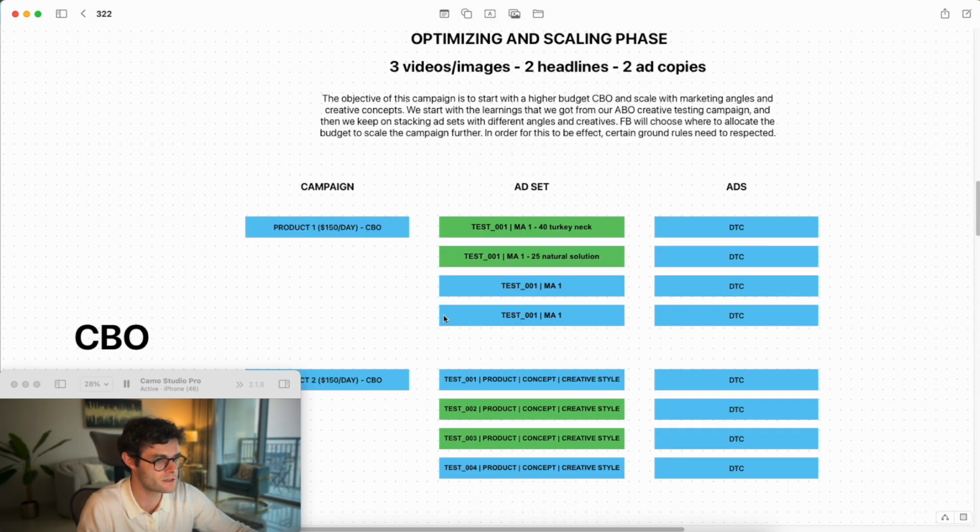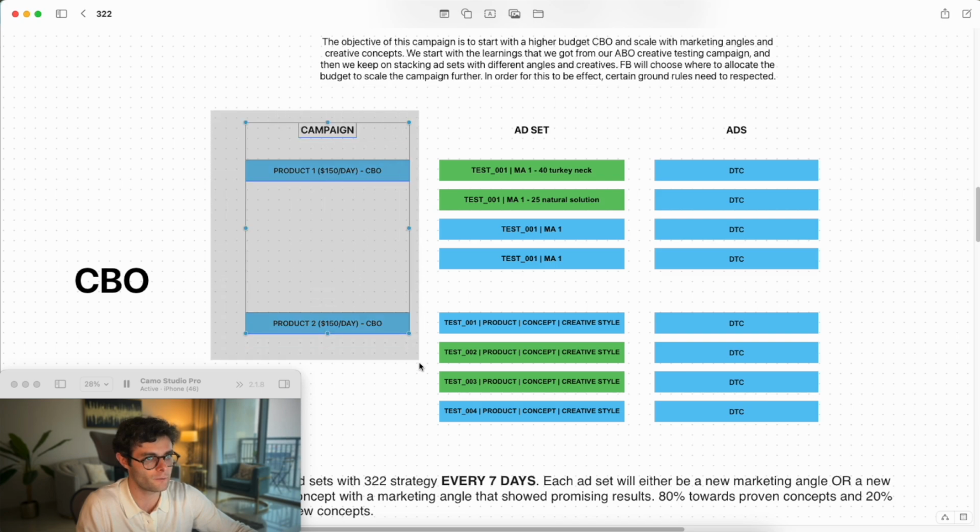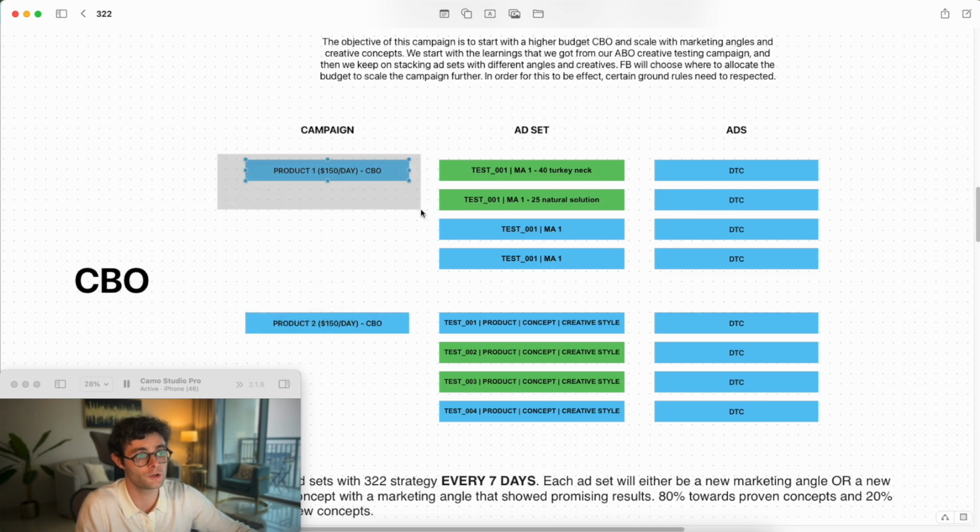You put these into the CBO, and the way that we structure this is that each campaign is a product, or it could be a country. These could be the same product, just different markets, which is completely different. Like maybe the US market is completely different, not maybe, for sure, compared to the UK market. And so we want to divide those as well.